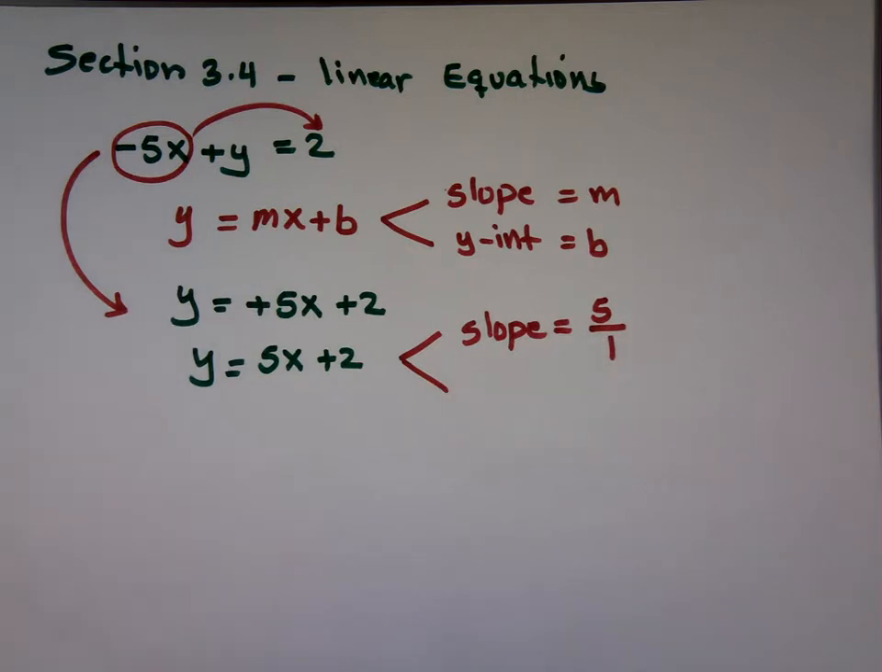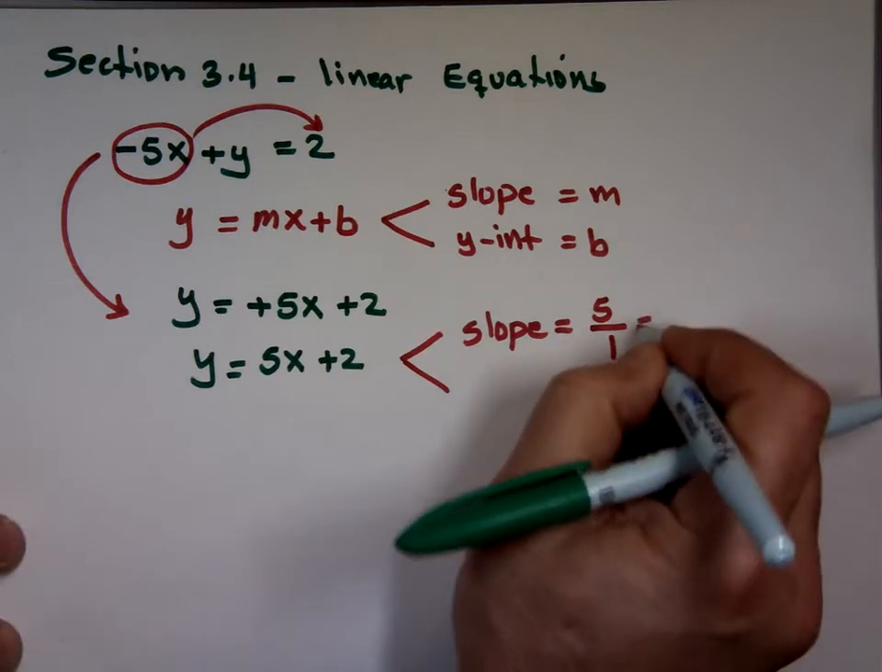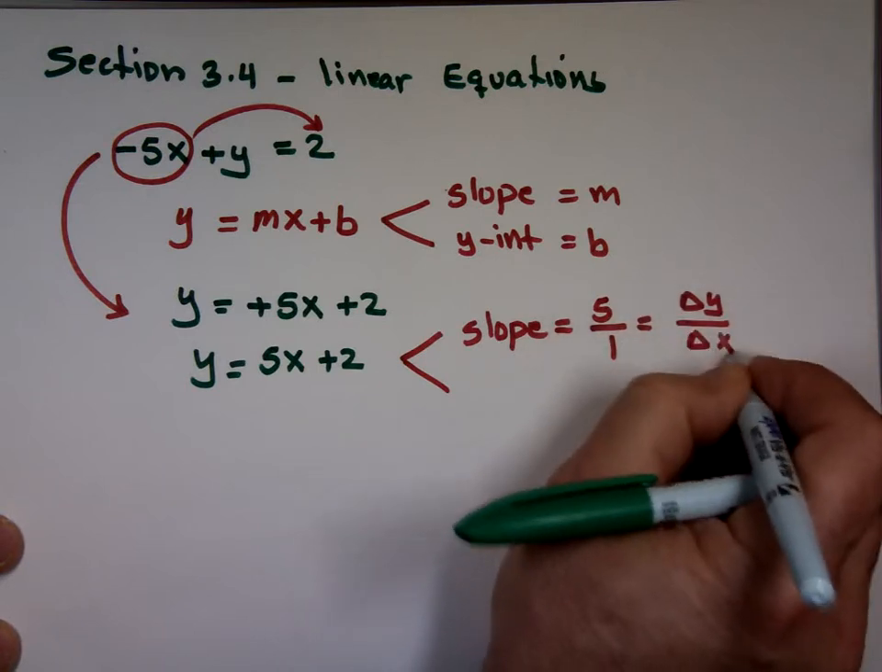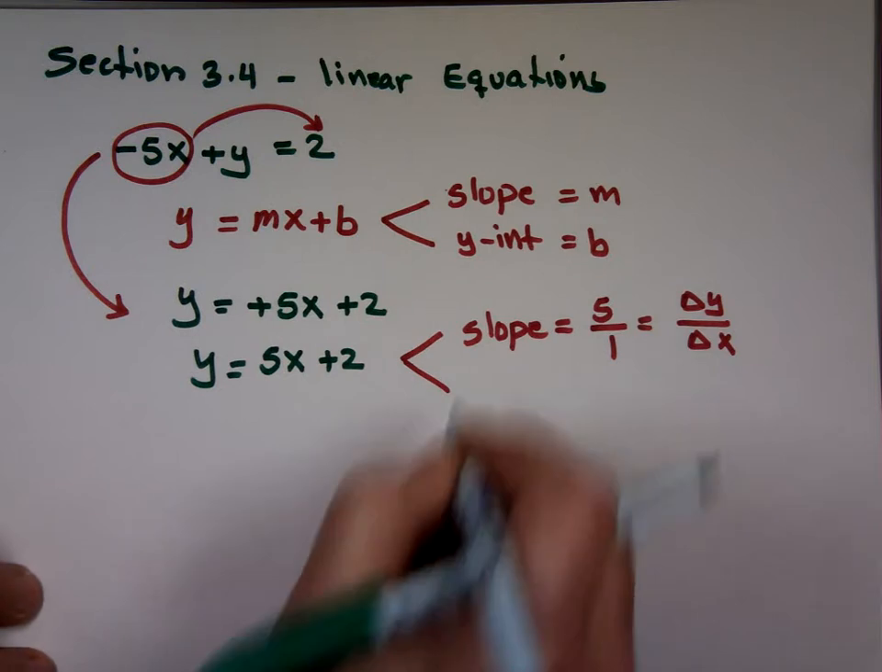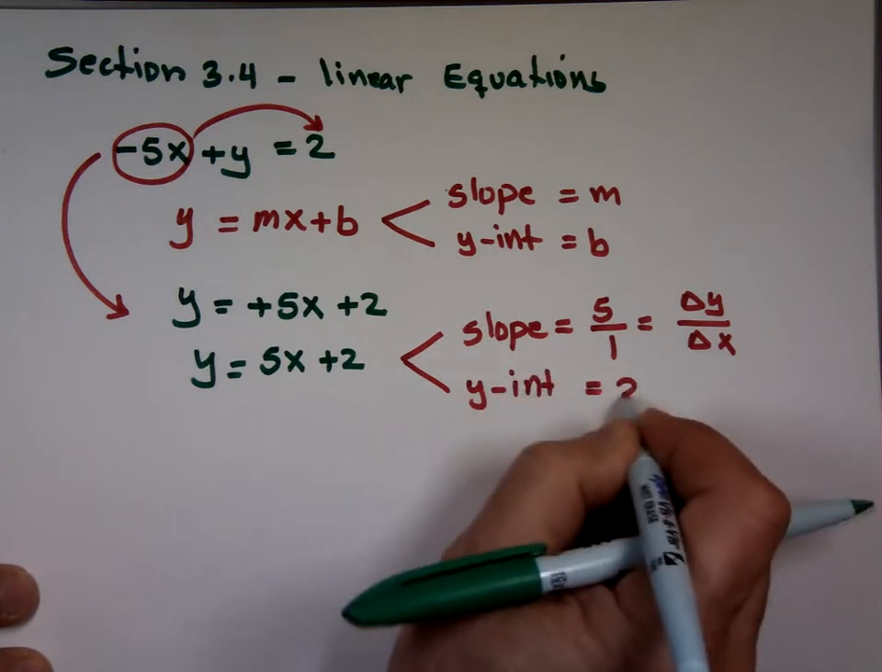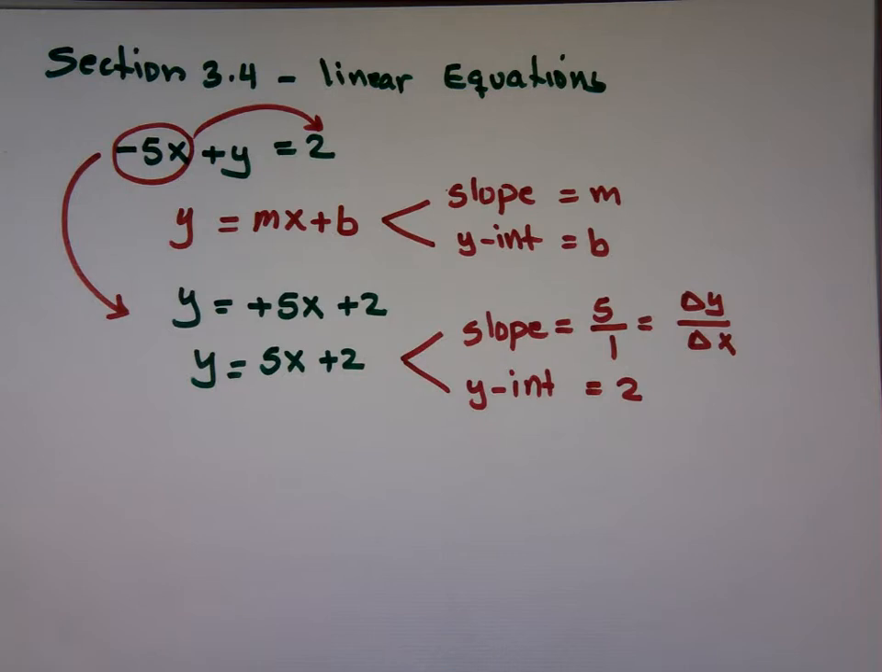Why do I want to write that 5 over 1? Because what's the definition of slope? Rise over the run, exactly. Or change in y over the change in x. And my y-intercept is equal to 2. These two things, I should be able to graph it.